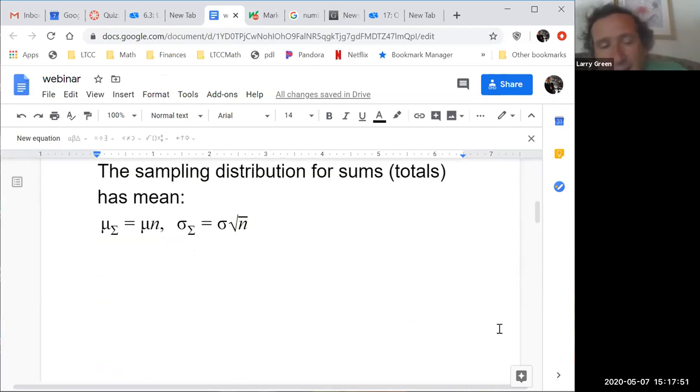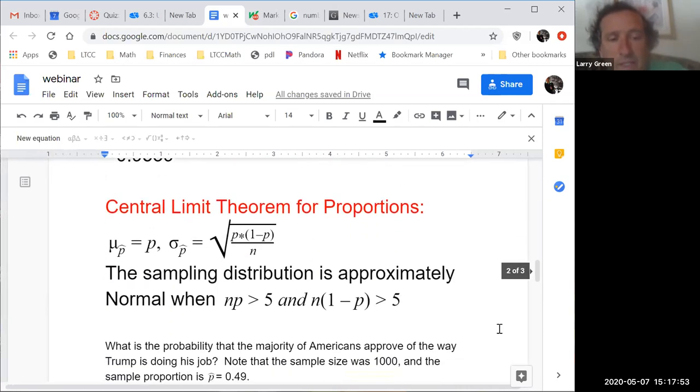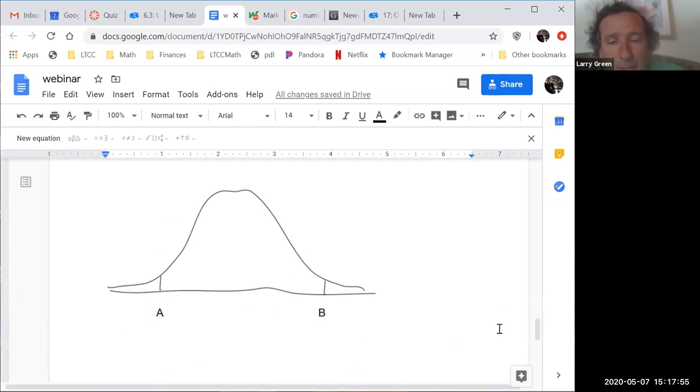So what's coming up is we're going to have a picture like that, and we're going to have to say, what is the mean? What are A and B if we know that this has to be 95%? Any questions on that idea? Well, how do you do that?